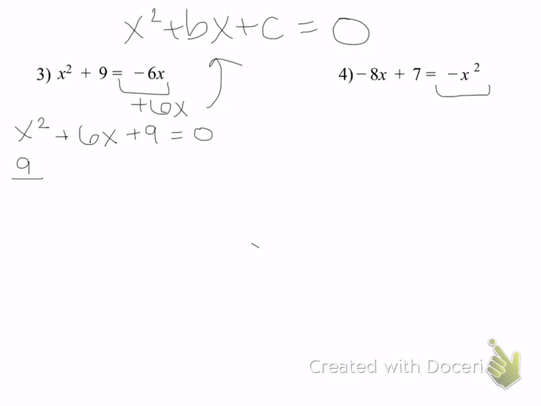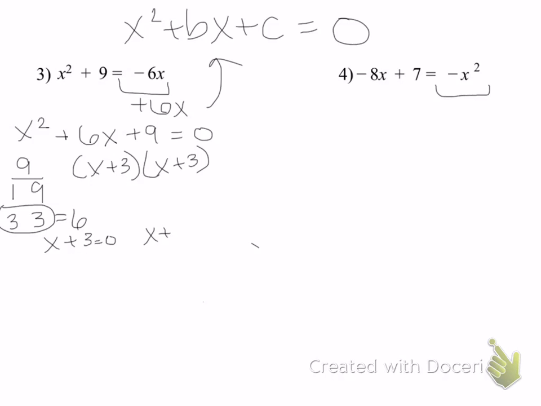My next step, find factors of 9 that add to get 6. We've got 1 and 9, and 3 and 3. We're doing 3 and 3 because those add to get us 6. So we've got x plus 3 and x plus 3. Now let's set both of those equal to 0. I subtract 3 on both sides, get x by itself, and I get x equals negative 3.